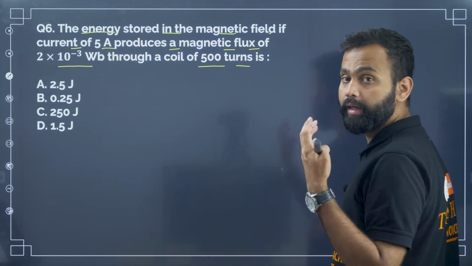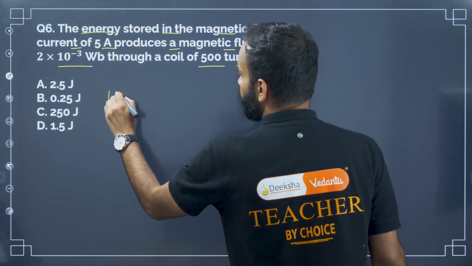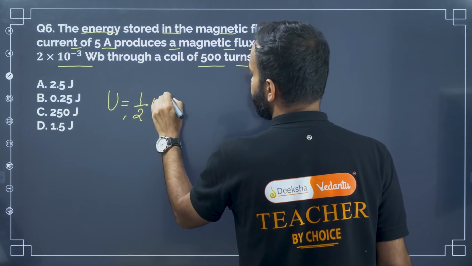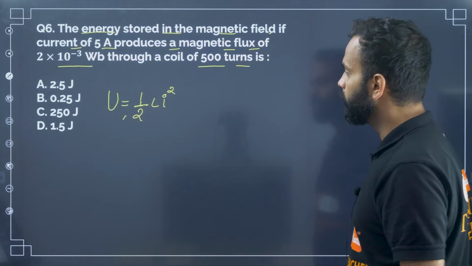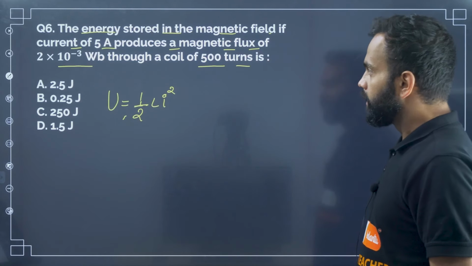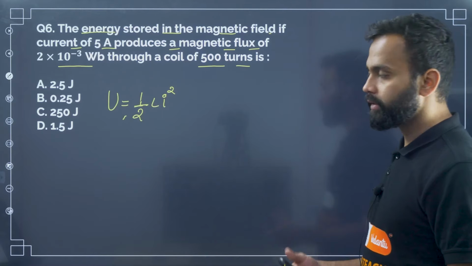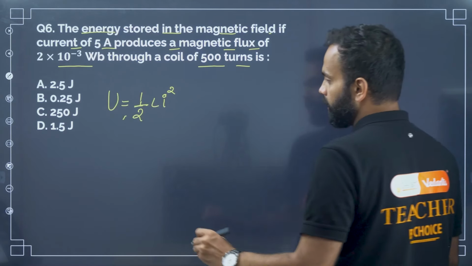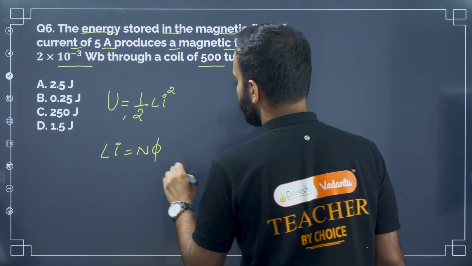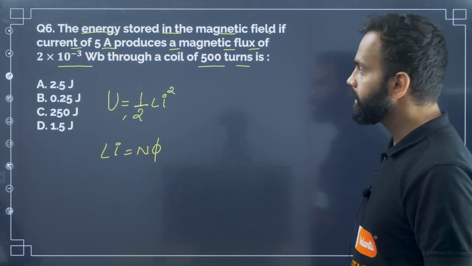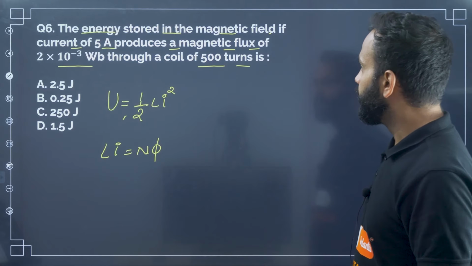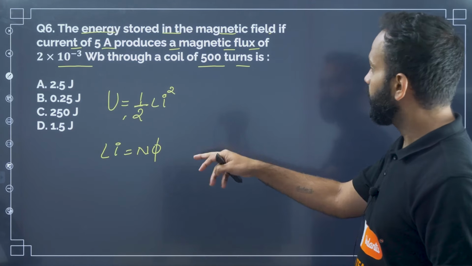So what is the energy stored in the magnetic field, or energy stored in the coil? U equal to half L I square. But we don't know the value of L, that is the self-inductance, isn't it? But we know that L into I is equal to N into phi. Magnetic flux is given, number of turns is given and the current is also given.